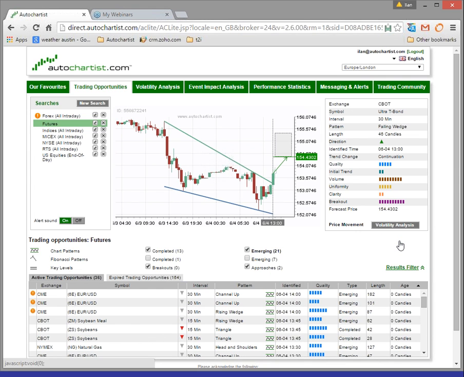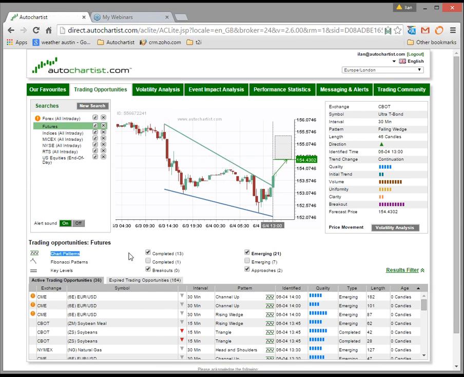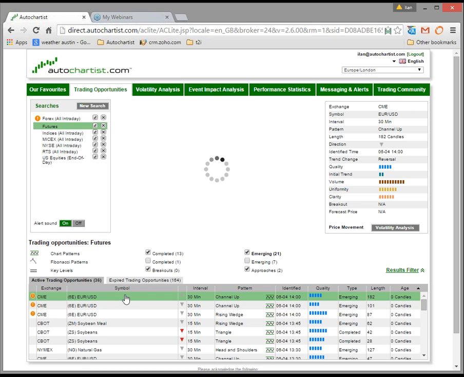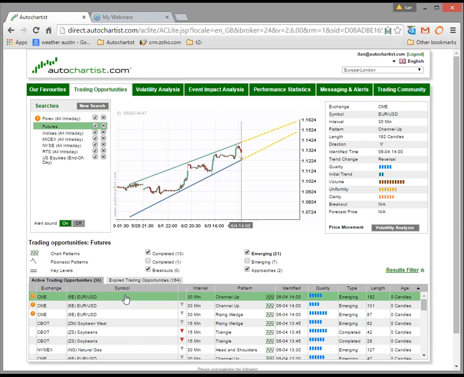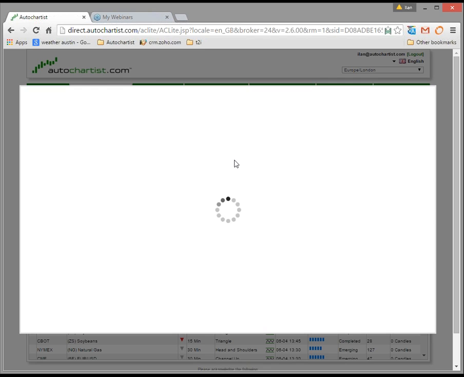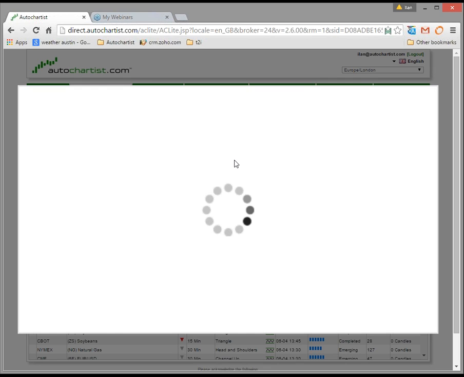Autochartist identifies a number of these different types of occurrences. It identifies chart patterns, both complete and emerging. Let me show you what an emerging chart pattern looks like. It looks like the Euro-USD future has just come up with an emerging pattern. Very interesting, and I'll mention a few other words about Euro-USD in just a moment. But let me zoom in there.